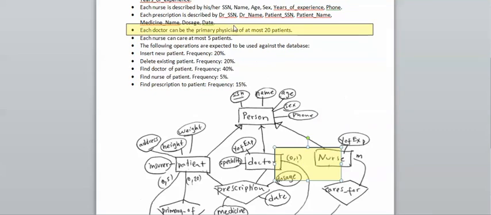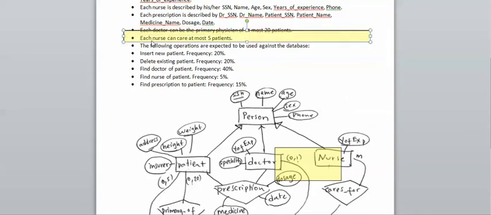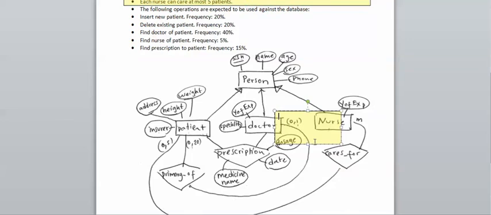Okay, so let's see. So the nurse could take care of at most 5 patients. So again, nurses and patients are already entities. They were identified as entities. So then we just have to define a relationship between nurses and patients with 5. And let's see here. So again, nurses take care of several patients, and patients can have up to 5 nurses.